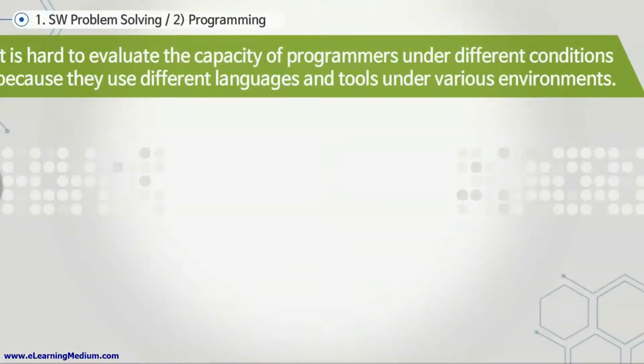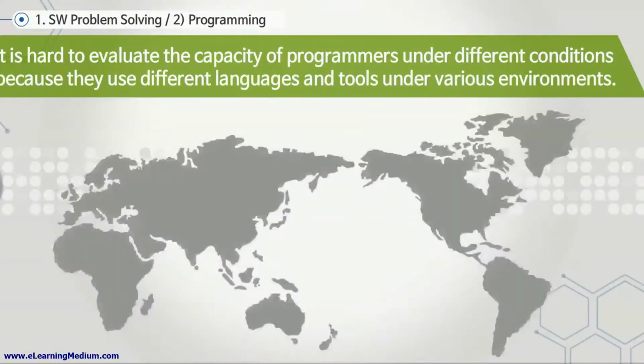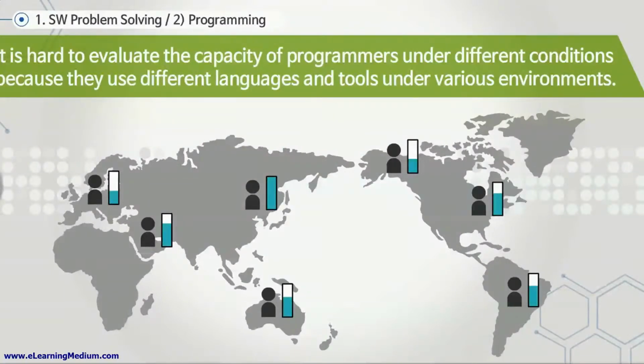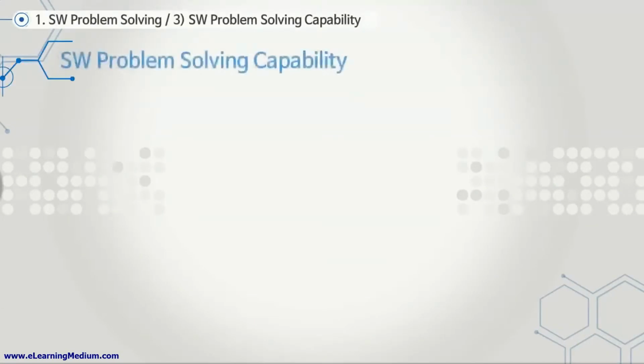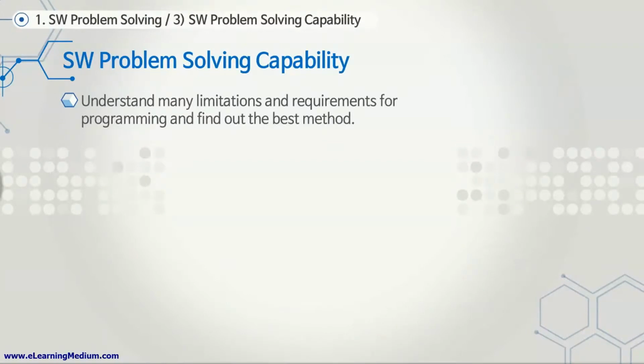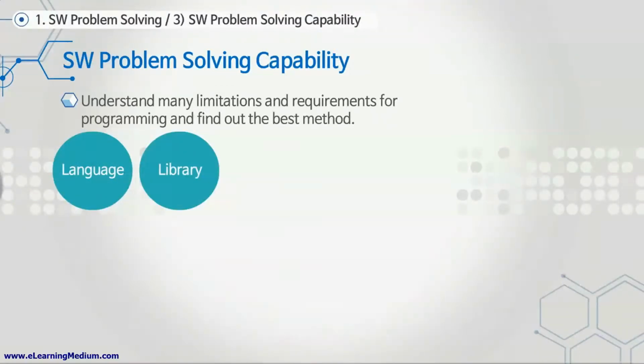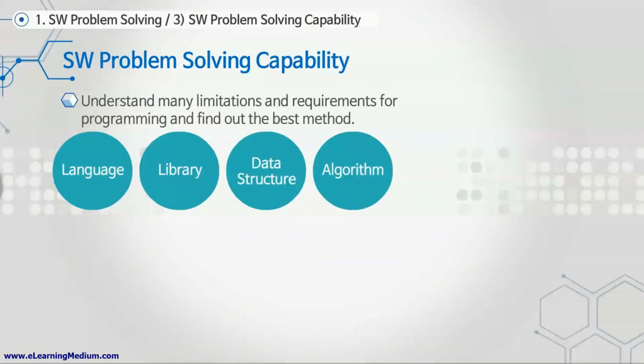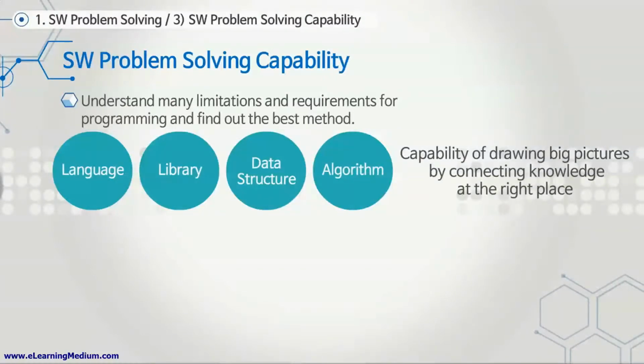Programmers create programs by using different languages and tools under various environments. Thus, it is hard to evaluate the capacity of programmers under different conditions. Software problem-solving capability is the capacity to understand many limitations and requirements for programming and find out the best method. It is the capability of drawing big pictures by connecting the knowledge on the language or library, data structure, and algorithms used by programmers in the same way of placing puzzles at the right place.